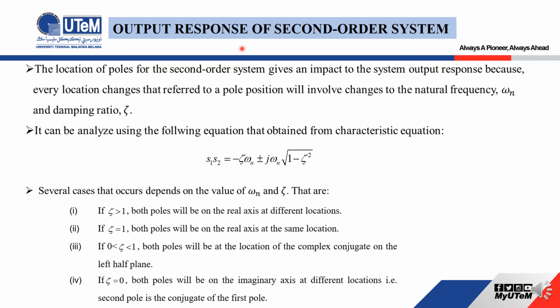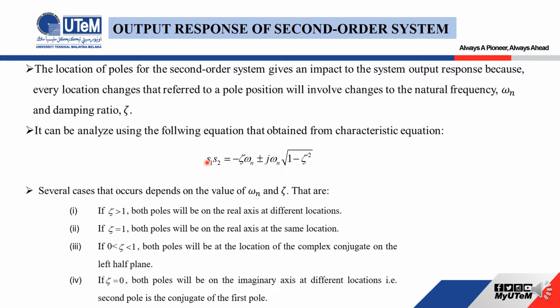Output response of second-order system. The location of poles for a second-order system gives an impact to the system output response because every location change that refers to a pole position will involve changes to the natural frequency omega n and damping ratio zeta. This can be seen by analyzing the characteristic equation of a second-order system.